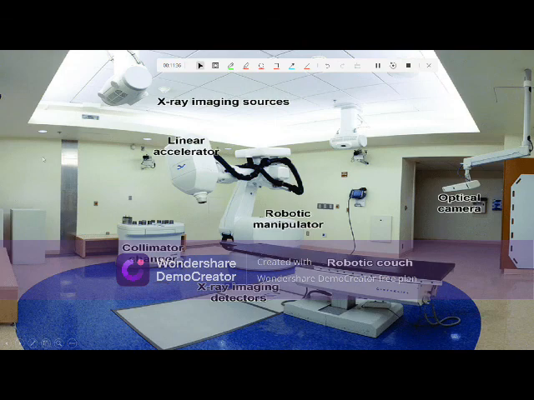This is the CyberKnife system. So the robot surgery system has components like X-ray imaging sources, then the linear accelerator, its collimator changer, its robotic manipulator, its X-ray imaging detectors, its robotic couch, and its optical camera.